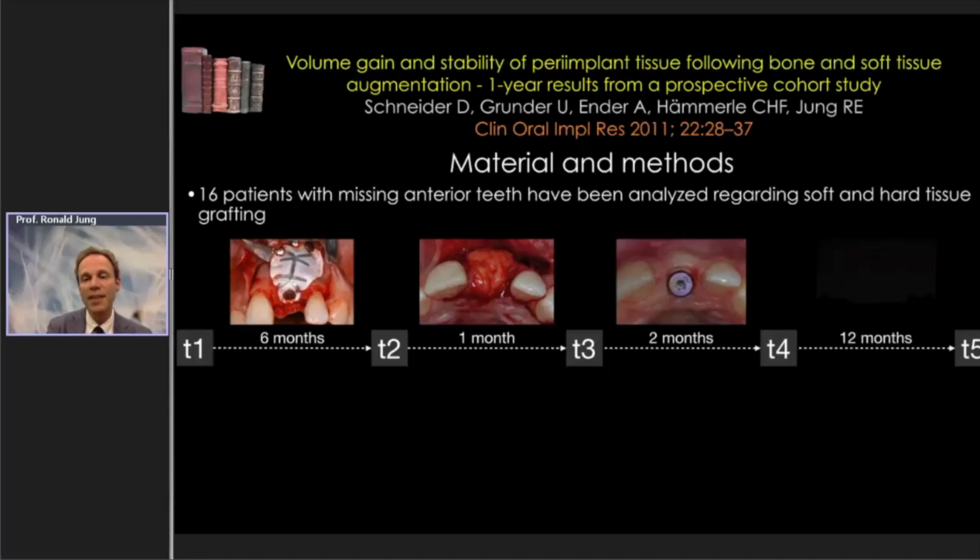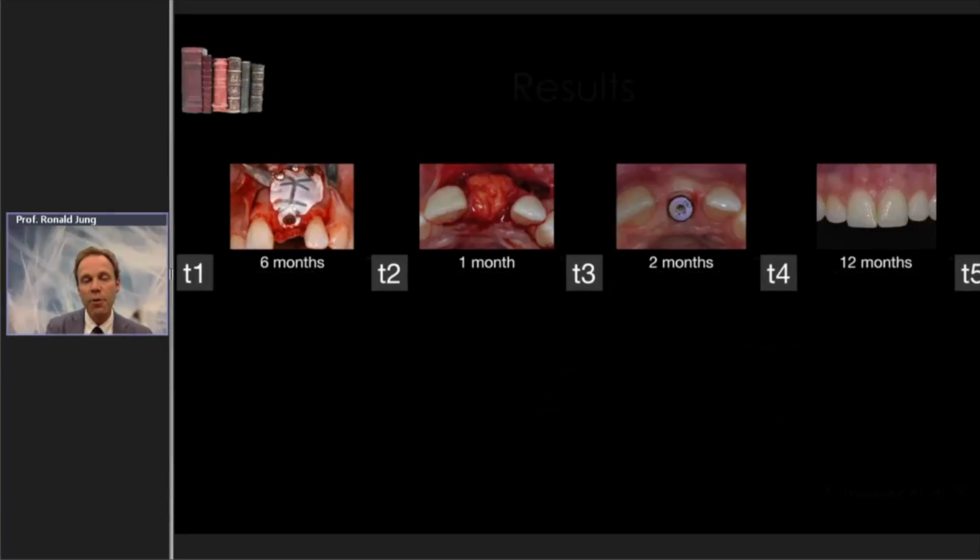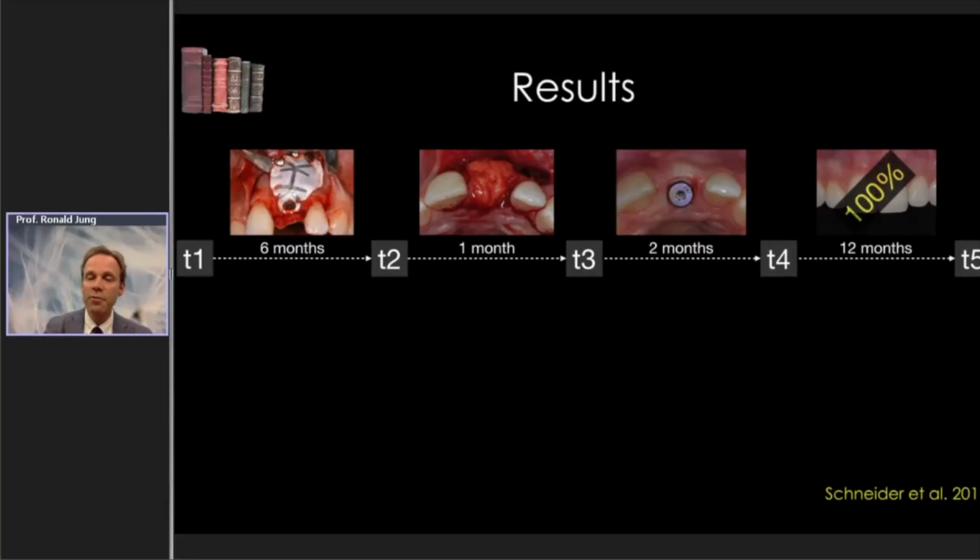At each time point, we did a volume assessment using an optical scan. When we look at the results, considering the final result is 100%, we can see that with the GBR procedure, we reached 57% of the overall result. Surprising for us was that the soft tissue grafting contributed 53% to the overall result. After 1 year, we lost about 3%.